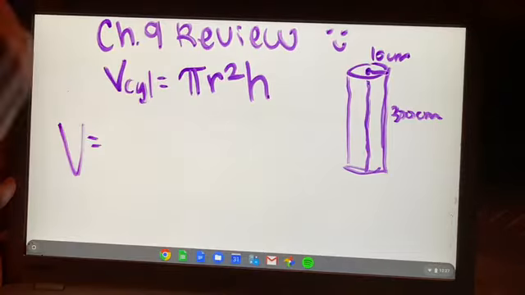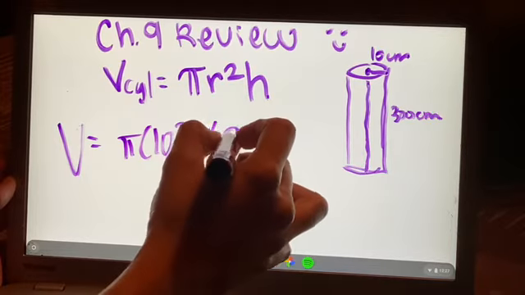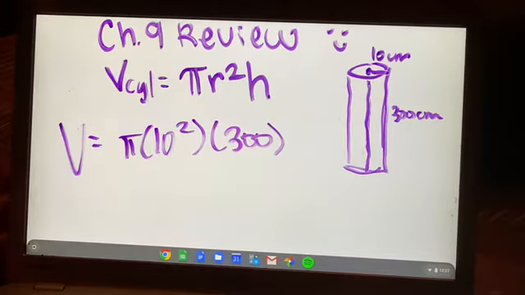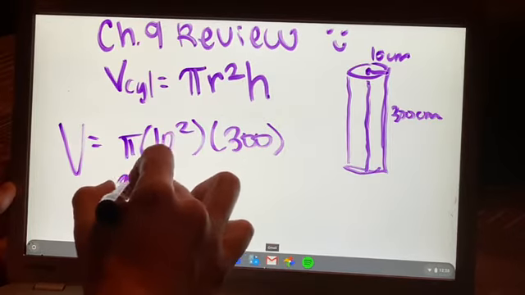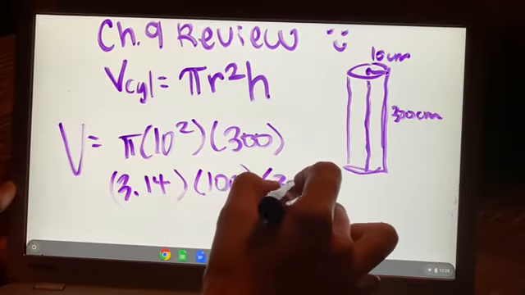Then we're going to plug in pi, times 10 squared, times the height, which is 300. For these, I'm just using 3.14 as my approximation for pi. I just punched it in the calculator, and you can do the same, or you can use the pi button on your calculator, but remember that your answers may be slightly different than mine, by a few decimal places, and don't worry if that's the case. So that ends up with 3.14 times 100, because it's 10 squared, times 300.